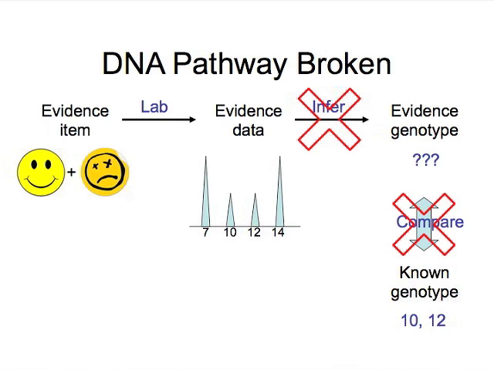Instead, approximate statements are made about the data peaks themselves. But if you don't have an evidence genotype, as you see on the right, then you can't make an exact comparison with a genotype. And so this DNA pathway for evidence and DNA databases breaks down.